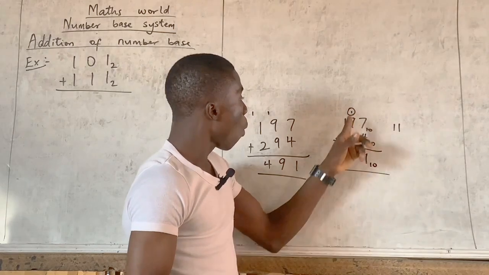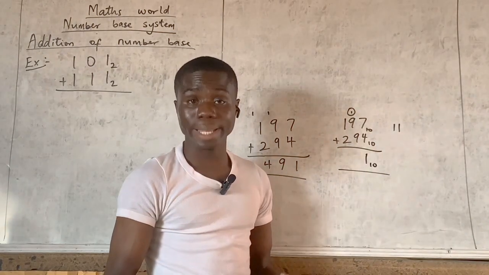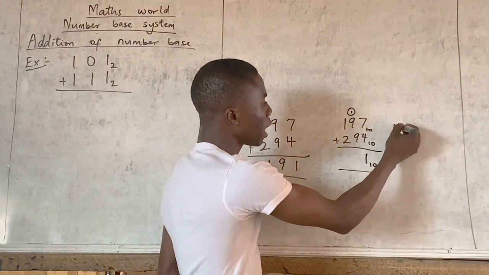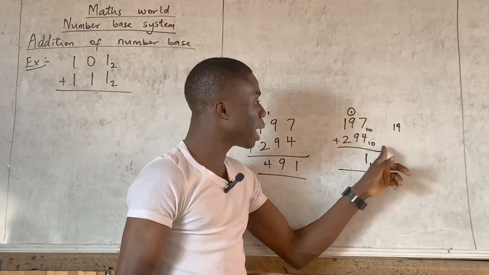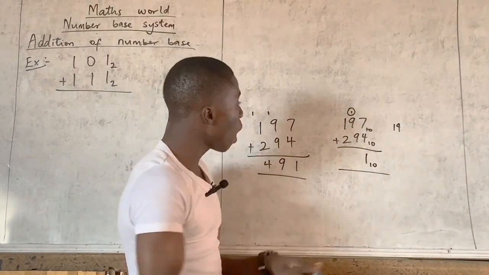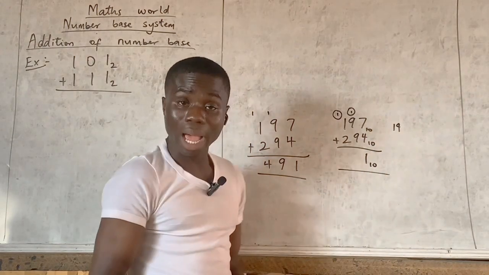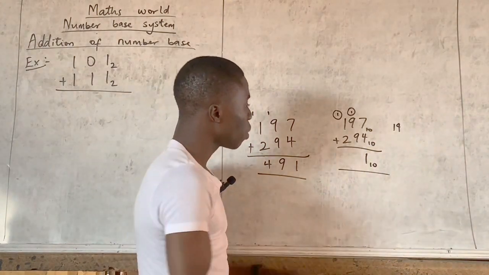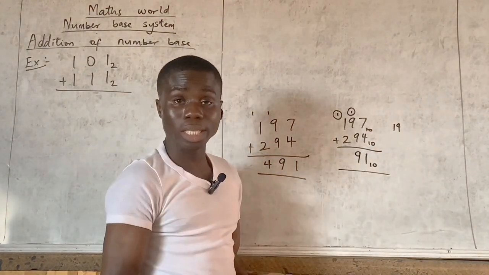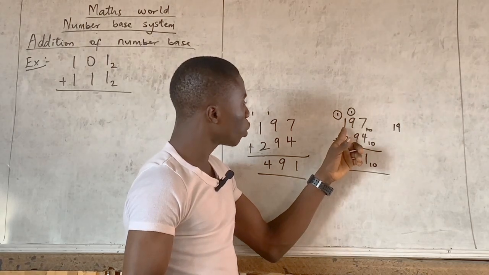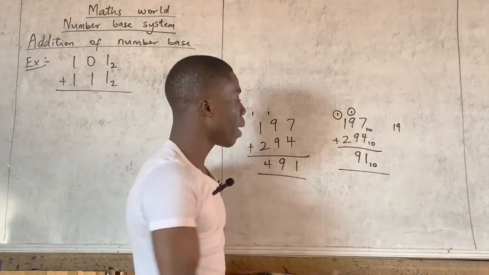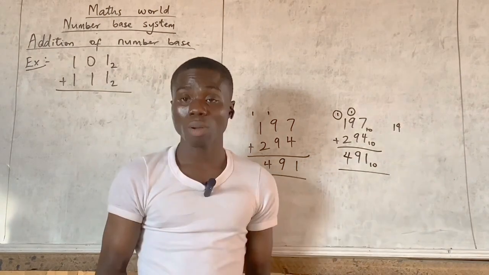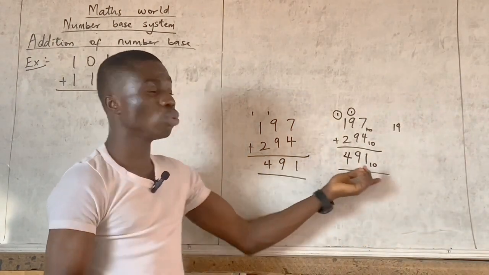Are you getting it now? 1 plus 9 plus 9, that is 19, and 19 is greater than 10, so you will still do the same thing. How many 10 can you see in 19? You will see 1. That 1, you are putting it here. Remainder 9. That 9 that remains is what you are putting here. Are you getting it now? 1 plus 1 plus 2 is 4. It's not up to 10, and remember, we can write it down.